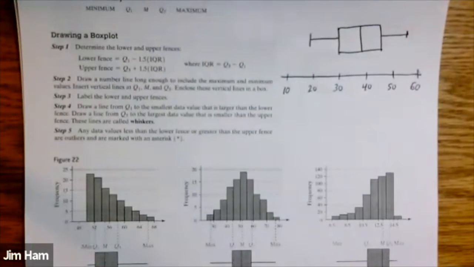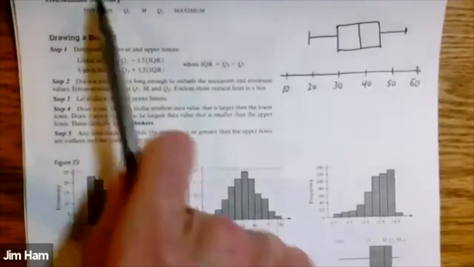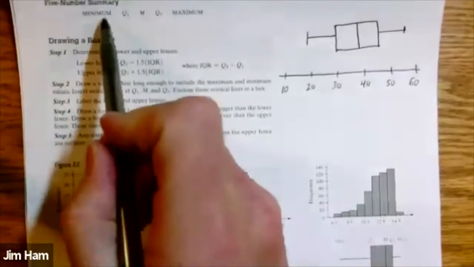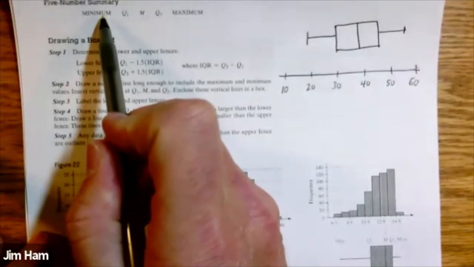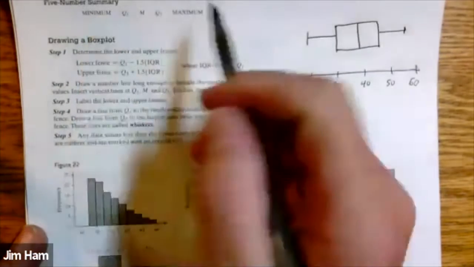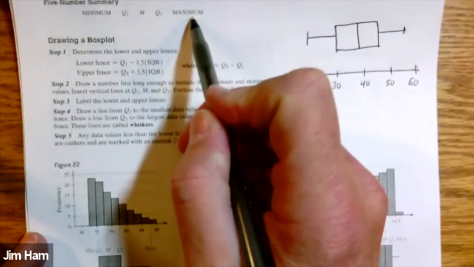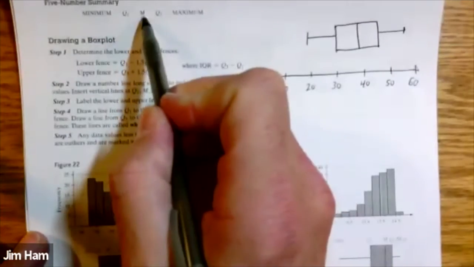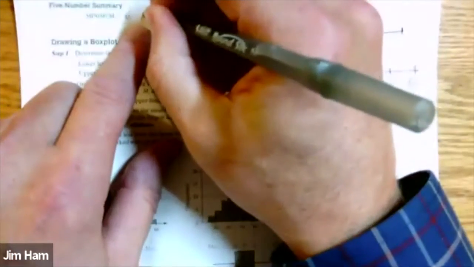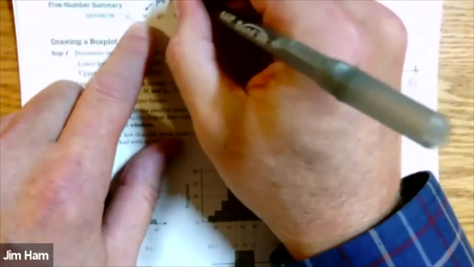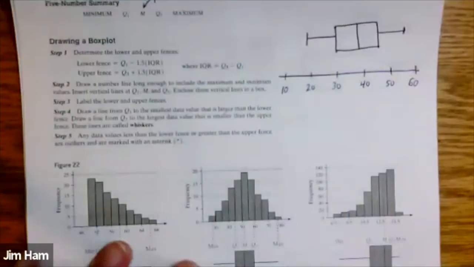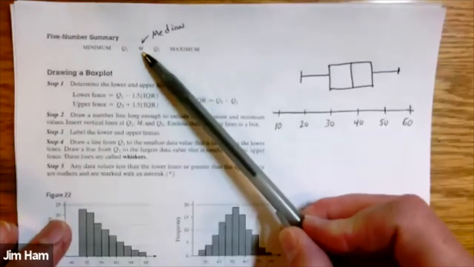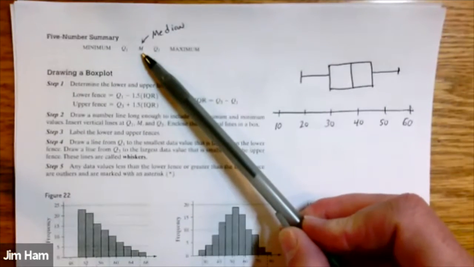Now, it's all based on 5 numbers, and those 5 numbers are the minimum value, the smallest data value in the entire set, and then you've got the largest data value in the set, and then this number right here is the median. We looked at yesterday how to calculate the median, the middle data value, and we would call this the 50th percentile. 50% of the data fall less than the median, 50% of the data fall above the median. It's the one right in the middle.